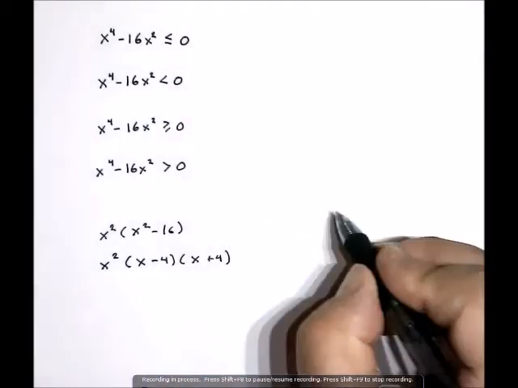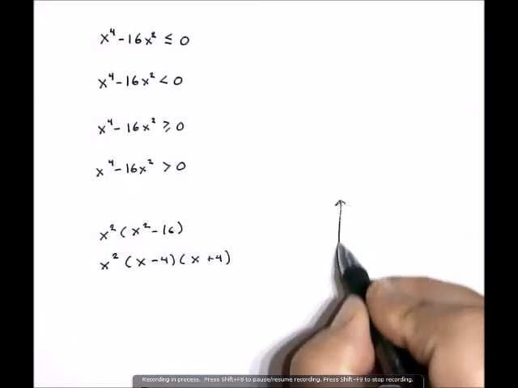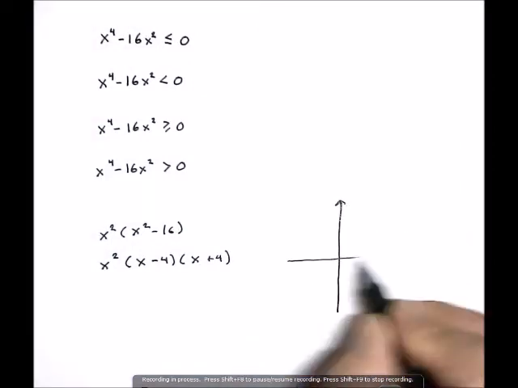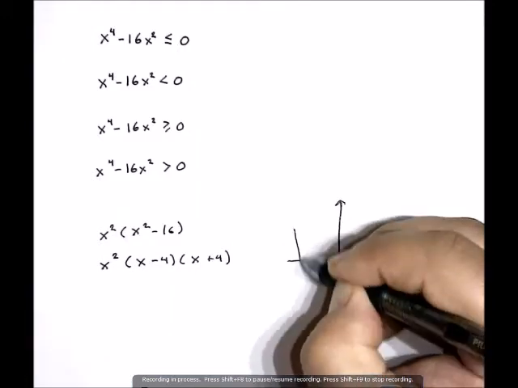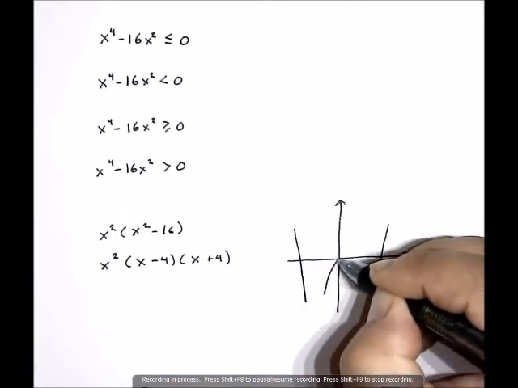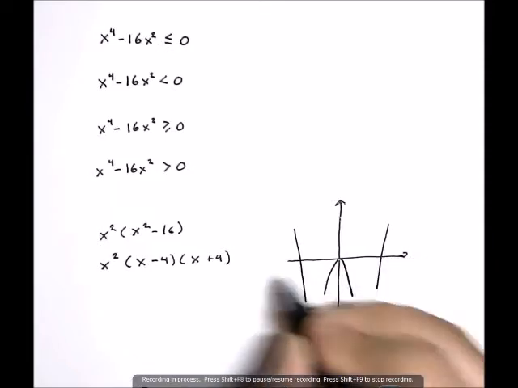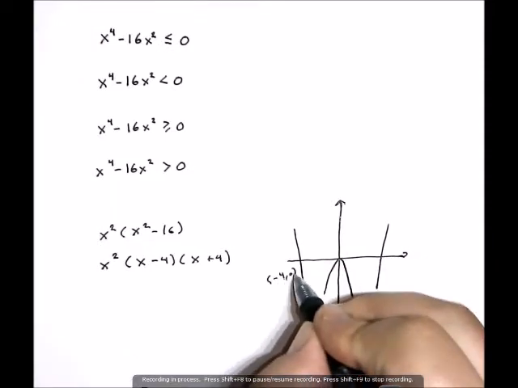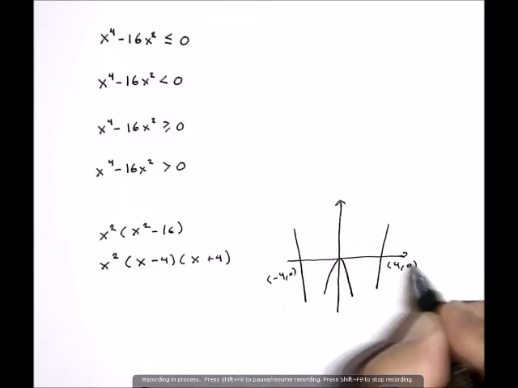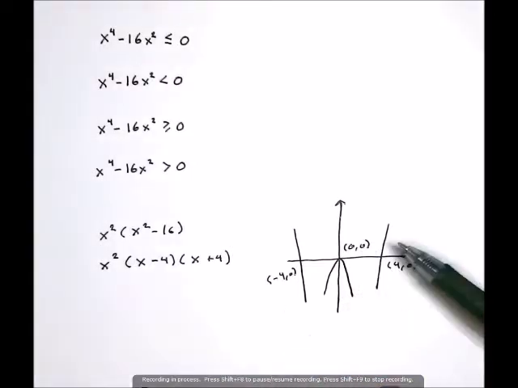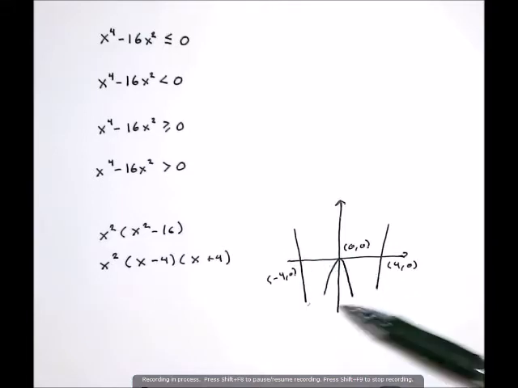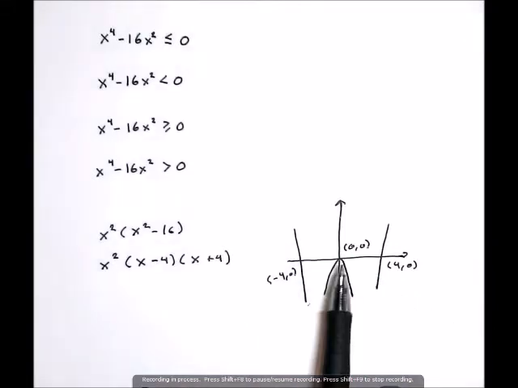And when I graph that, what I'll get is something that looks kind of like this. So there's my negative 4, my 4, and my 0. So we cross the x-axis at negative 4 and 4, and we touch and bounce off at 0 because of even multiplicity.